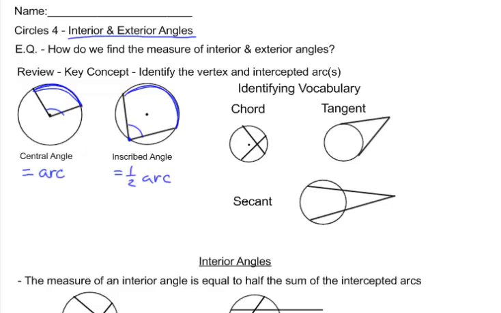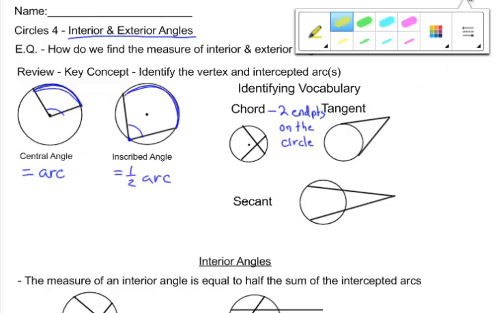So I wanted to review a little bit of vocabulary with you today. The first term that we have here is the word chord, and a chord is a segment with two endpoints on the circle. You have this diagram here underneath the word chord, and you can see that we've got a couple chords drawn in here. Here's a chord, there's a chord. Notice that those intersect inside the circle.